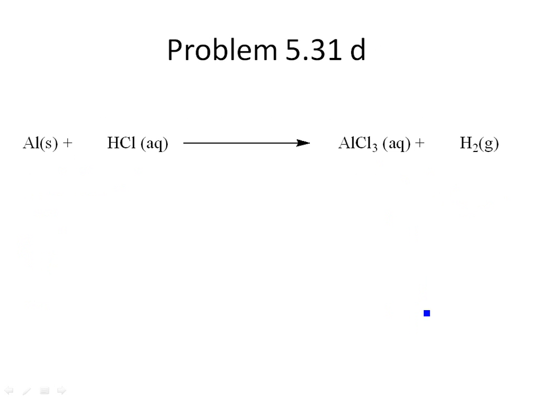Okay, D. This one gives students trouble because you run into a little problem. If we look here, we see that we have 1 aluminum on each side. We have 1 chlorine, but we have 3 on the right side. So we know we're going to have 3.